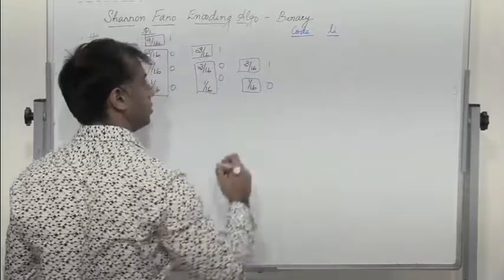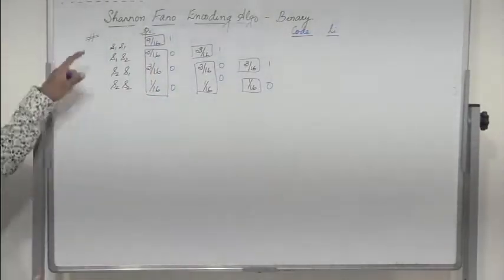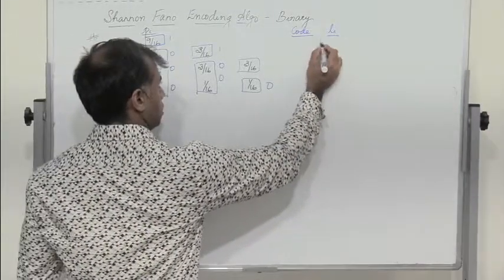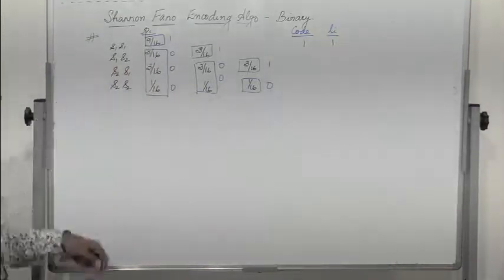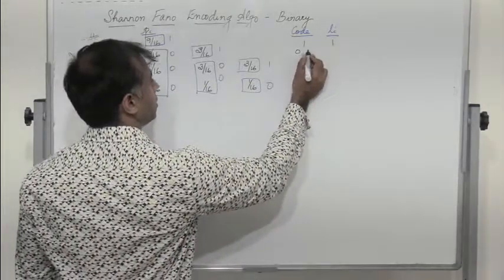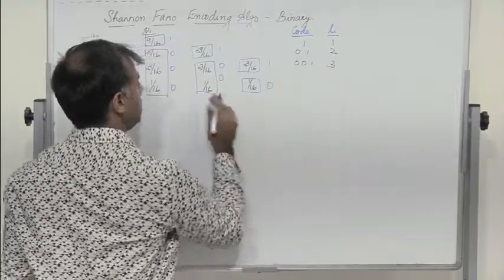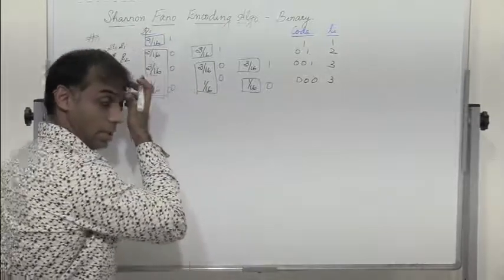So now let me list out the code and the code length. The code for the first one, S1 S1, is 1 with length 1. The code for the next one is 0 1, length is 2. The next one is 0 0 1, length is 3. And for the last one it is 0 0 0, which is 3 again.